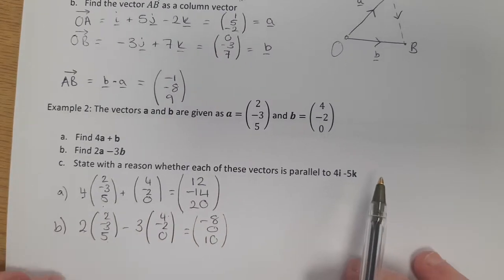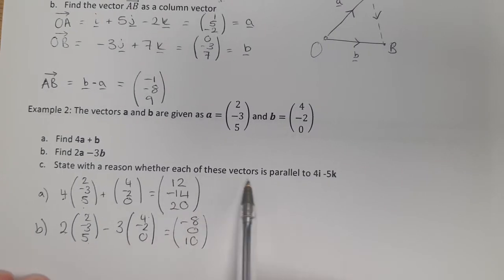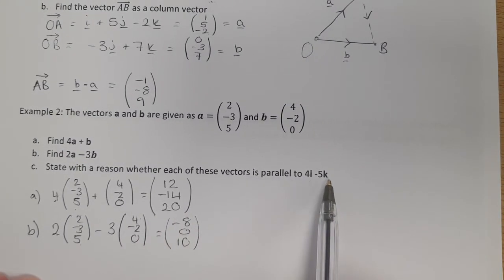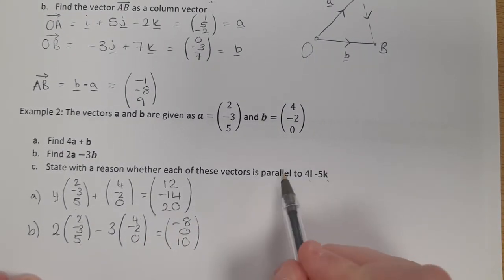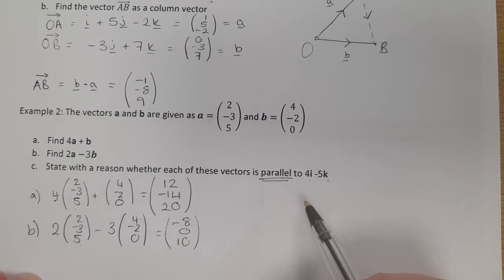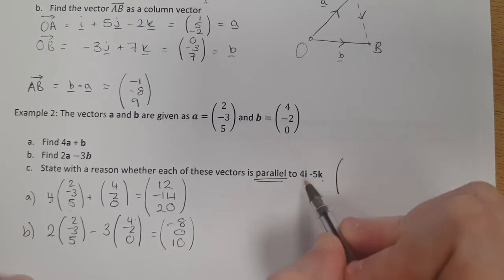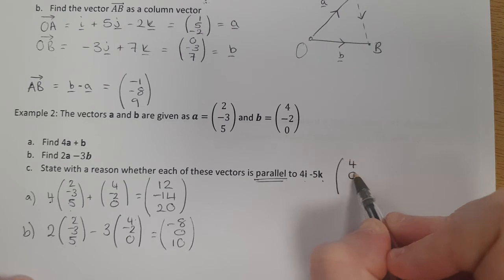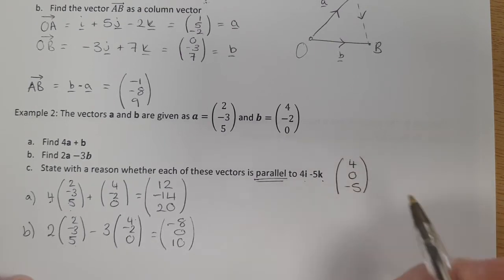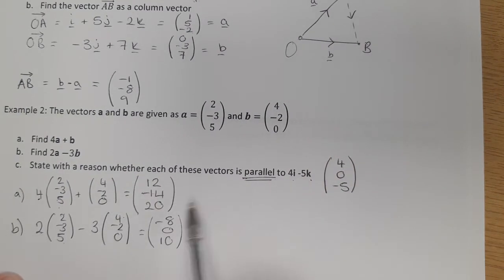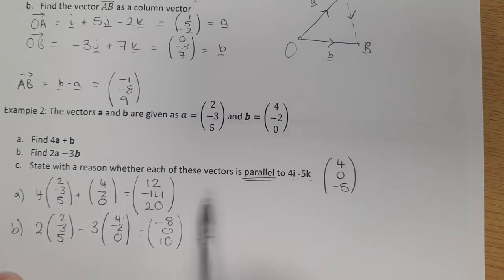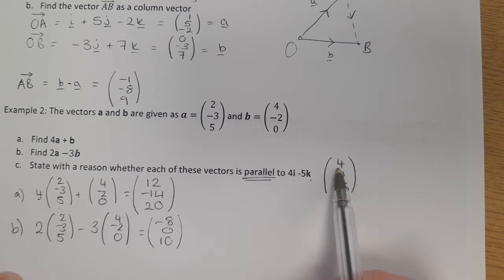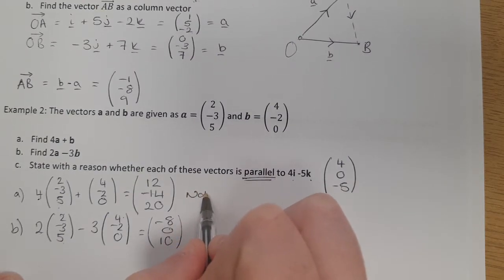And what they want us to do is state with a reason whether each of these vectors is parallel to 4i minus 5k. Now, if they're parallel, one of them should be a multiple of the other. Now, 4i, 0j, and minus 5k is that one. This one is not a multiple of this, because it's got a minus 14, and no multiple of 0 is going to equal minus 14, so it's not parallel.